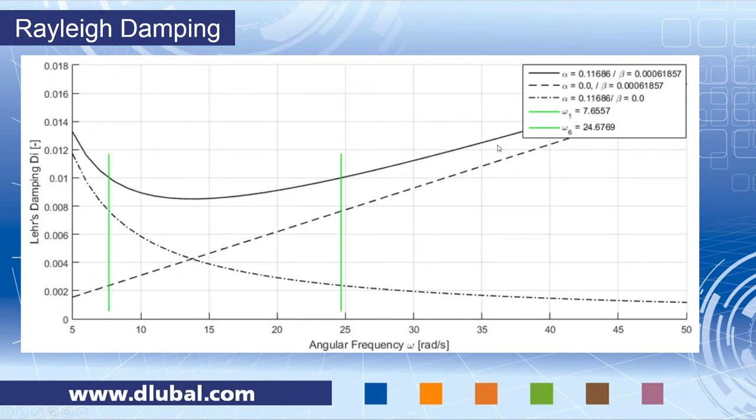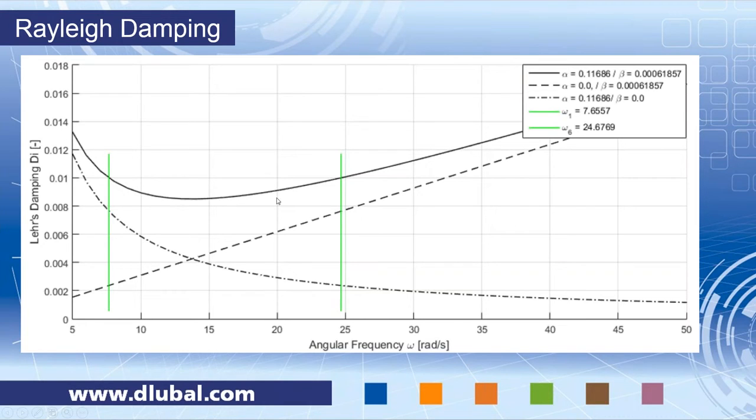That's the Rayleigh damping containing alpha and beta. So I've calculated now an alpha of 0.12 and beta is 6.2 × 10⁻⁴. And you see the green lines show the dominant frequencies of our structure. So you see I have adjusted alpha and beta in such a way that we have exactly 1% Lehr's damping for the frequencies that we really want to damp, because these are the dominant frequencies.